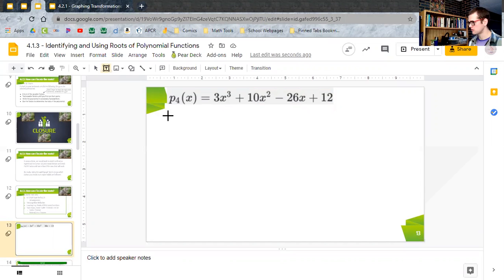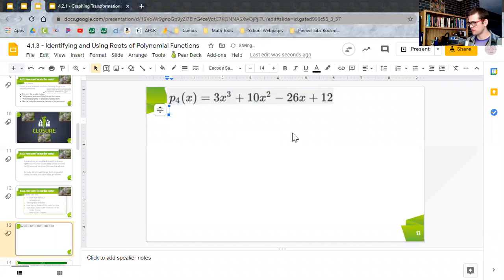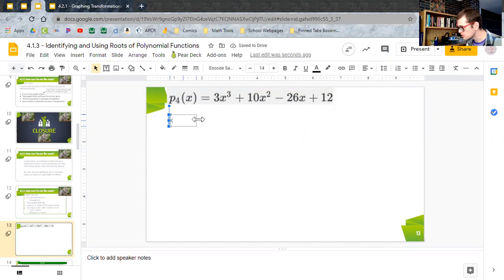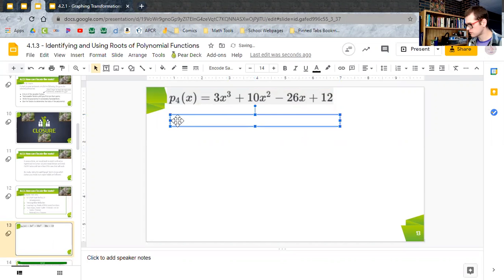So what I want to do is list out all the possible factors of P of x. First thing I'm going to do is look at what are some factors of 12. So let's see. I could do x minus 1, x plus 1. I could do x minus 2, x plus 2. Do x minus 3, x plus 3.